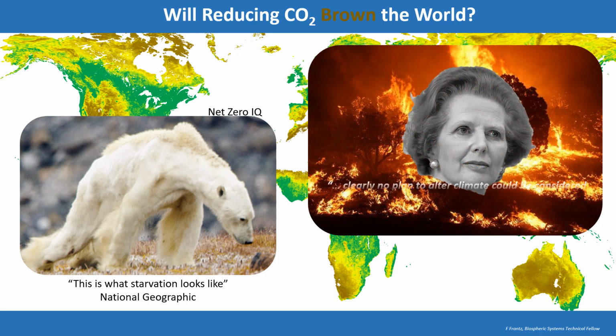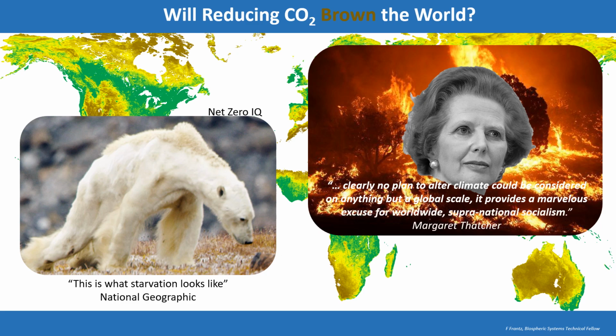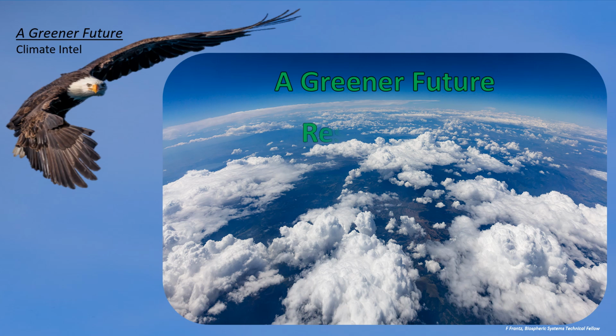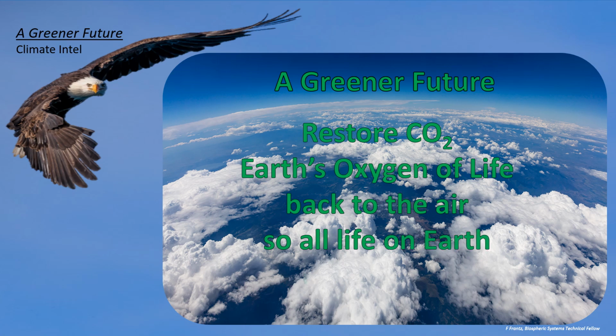Net Zero IQ is a well-thought-out plan based totally on political science. It creates a global disaster that requires a world socialist Marxist government to take full control of our lives to fix the problem. And people eat it up. We need to continue to restore CO2, Earth's oxygen of life, back to the air, so all life on Earth can flourish.